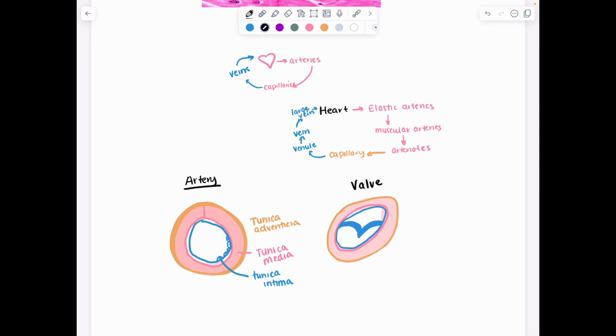A capillary is just a thin layer of endothelium. So it has that endothelial cell. It doesn't really have a lot else going on. So it's very, very thin.